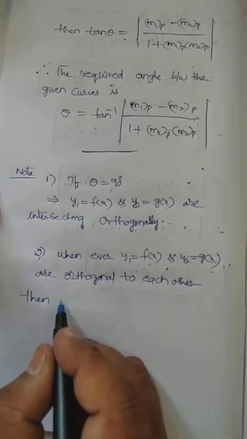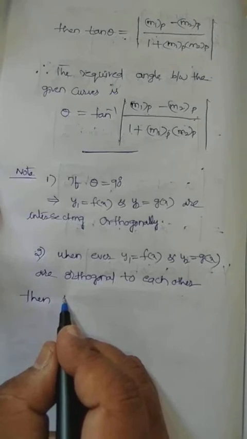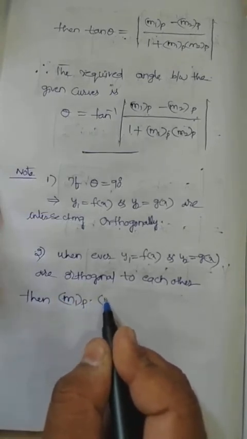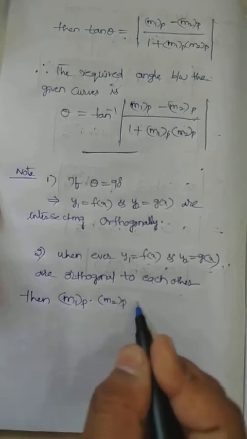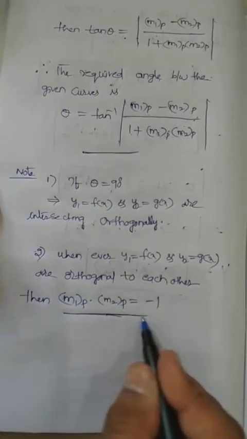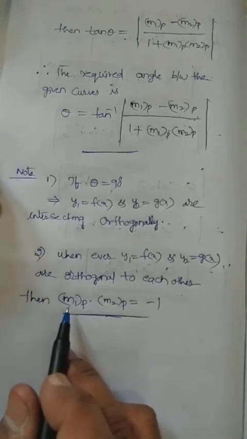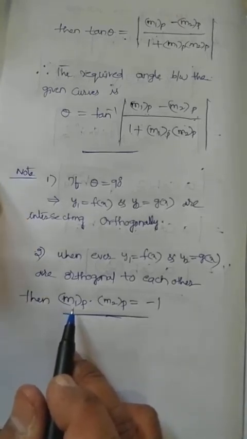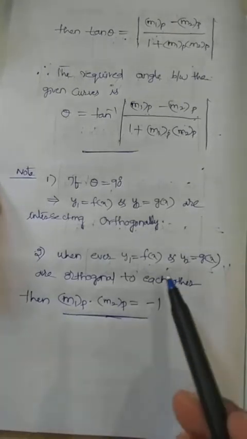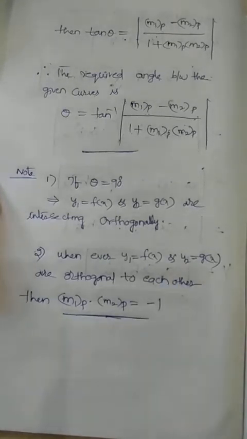we make the conclusion that m1 at p times m2 at p is equal to minus 1. It means the product of the tangent line slopes must be equal to minus 1 whenever the given curves are orthogonal curves, meaning the angle between them is 90 degrees. We have to apply this condition.